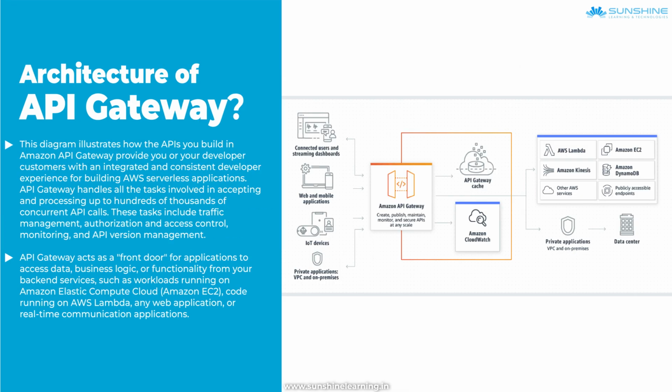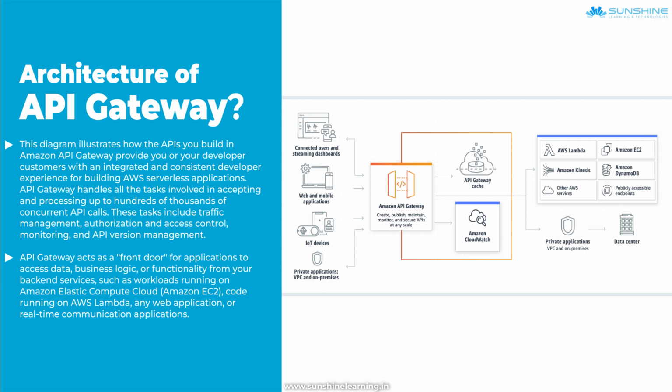So what is the architecture of an API Gateway? Here you can see this is Amazon API Gateway. It can be connected with web and mobile applications, with Internet of Things devices, with users and streaming dashboards. It can be connected with private applications using VPC and on-prem environments also. The API Gateway is used to create, publish, maintain and monitor secure APIs, and you can build APIs too. And then from the API Gateway you can connect with various AWS services like EC2, Lambda, Kinesis, DynamoDB and many more.